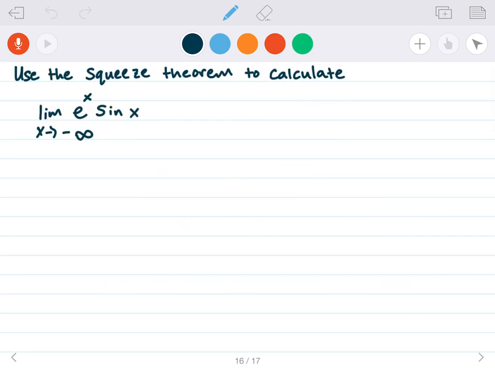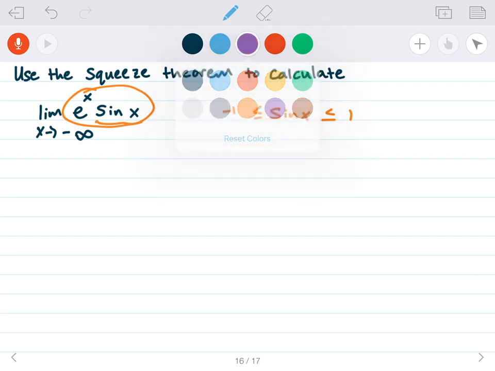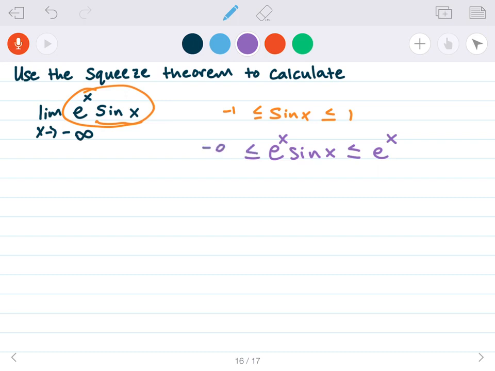Okay, let's do one more example. We want to take the limit of e to the x times sine of x as x goes to negative infinity. All right, well, let's do our trick again with sine of x because we know how to bound this thing. We know that sine of x is between -1 and 1. And to make it look like our actual function that we're interested in, we can multiply everybody by e to the x. So this becomes e to the x sine of x is less than or equal to e to the x and greater than or equal to minus e to the x.